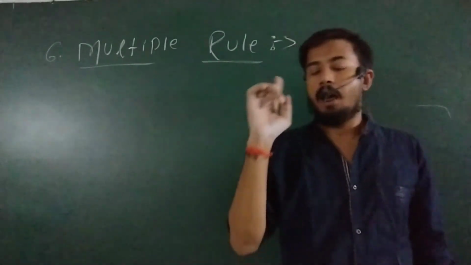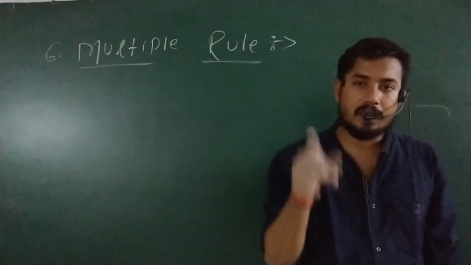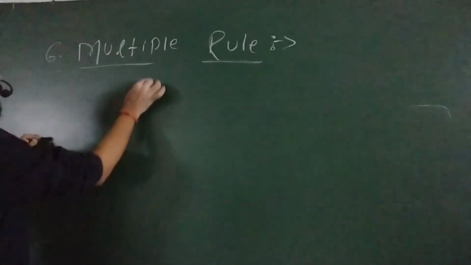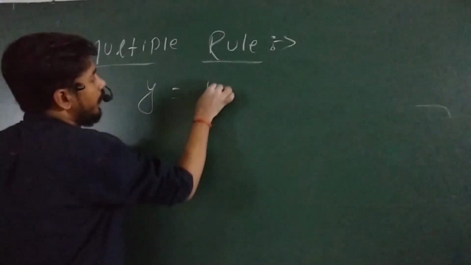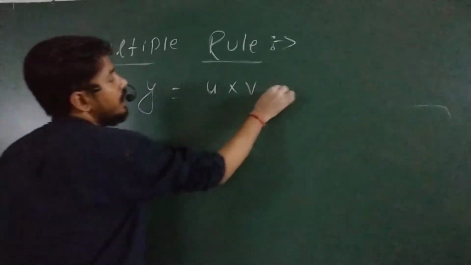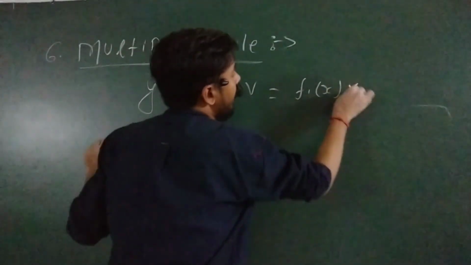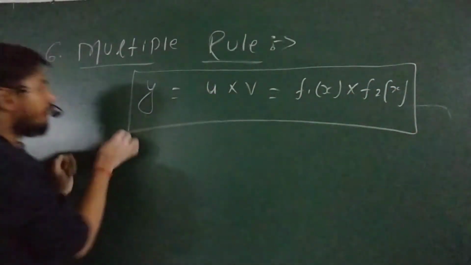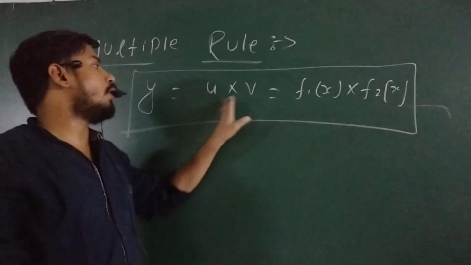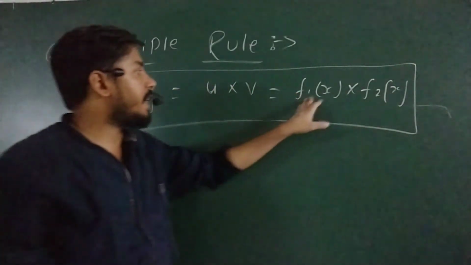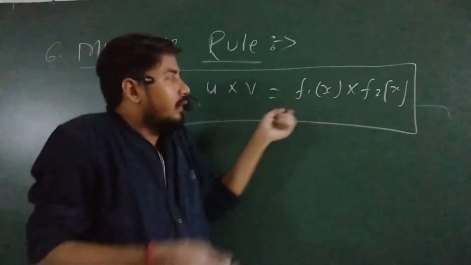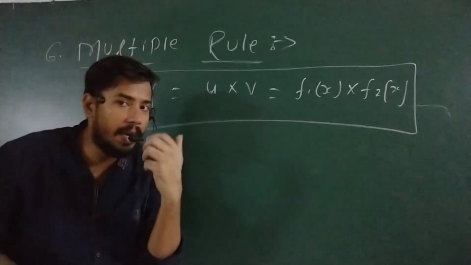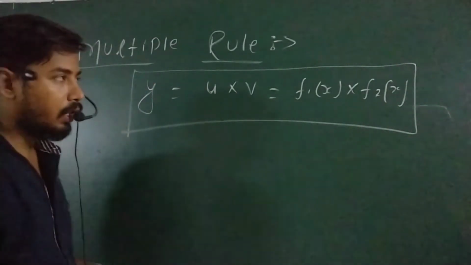You have seen the constant rule, power rule, addition rule, log function, and exponential function. Now we are going to take the multiple rule. So see, if y is equal to u into v, or simply you can say one function into another function. This is just becoming lengthy, so I wrote here the short form u into v. Then how can you differentiate this one? Just follow me, you will get the result.